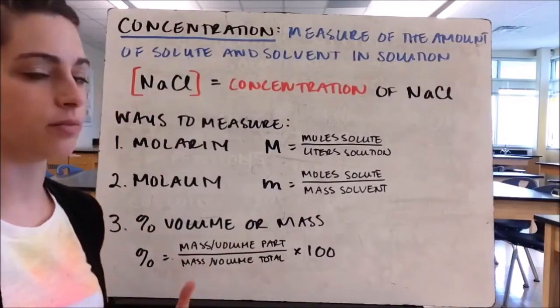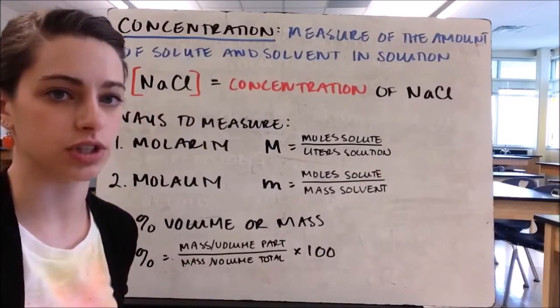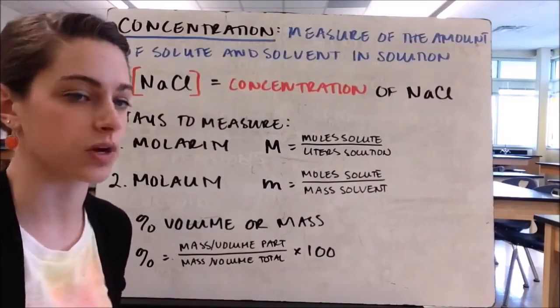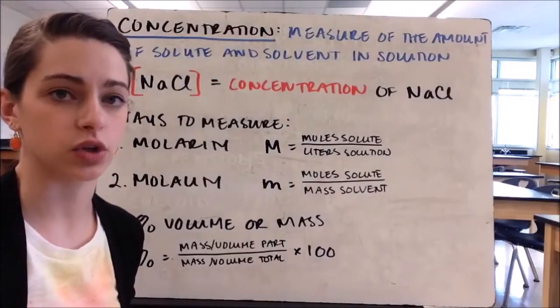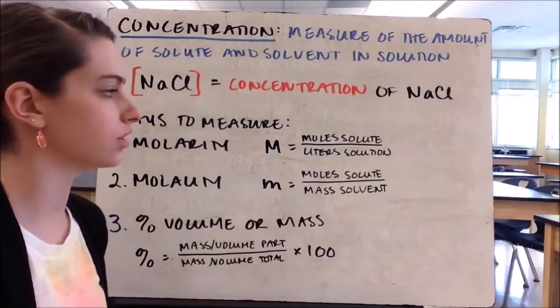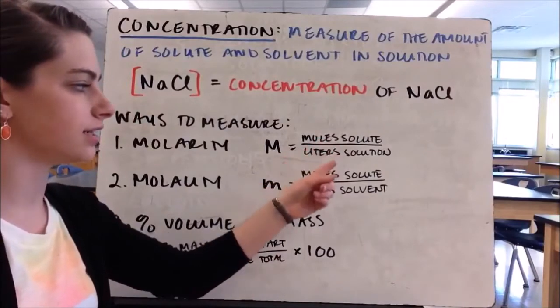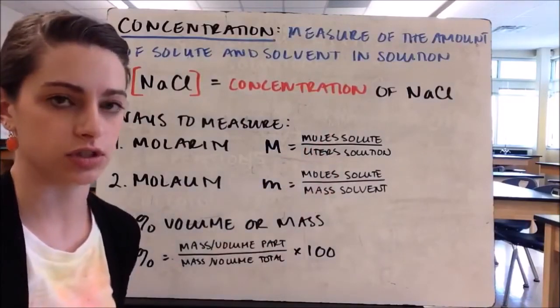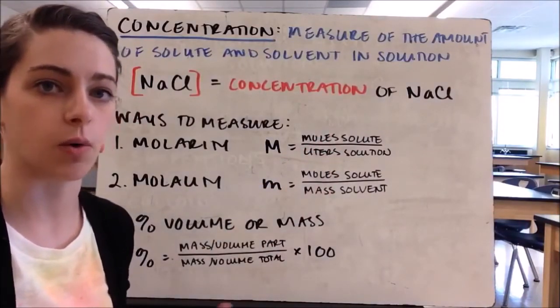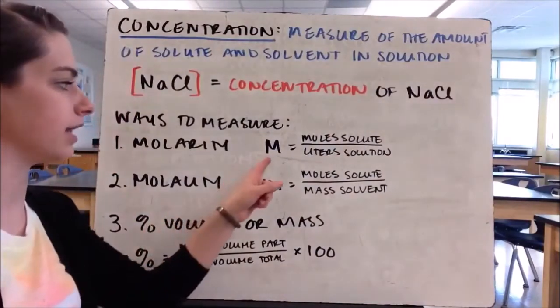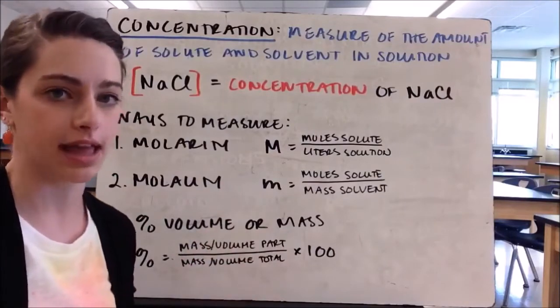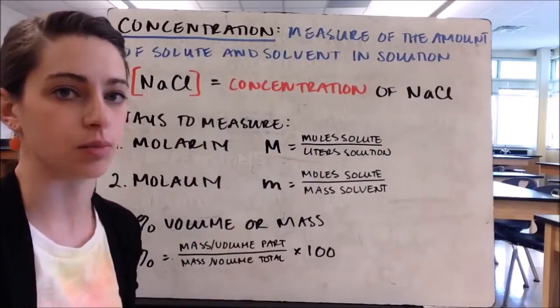There are 3 different main ways to measure concentration of a solution, and we're going to look primarily at the first one. The first one is called molarity. So that should tell you that you're looking at moles. Specifically, you're looking at the moles of solute divided by the liters of solution. So it's moles over liters, or moles per liter. That one's noted by a capital M. So capital M means molarity.